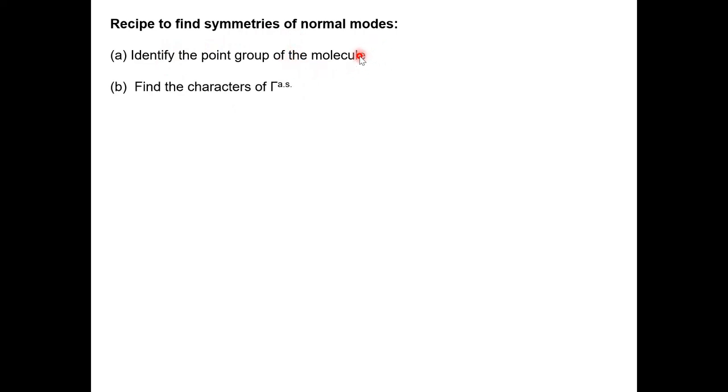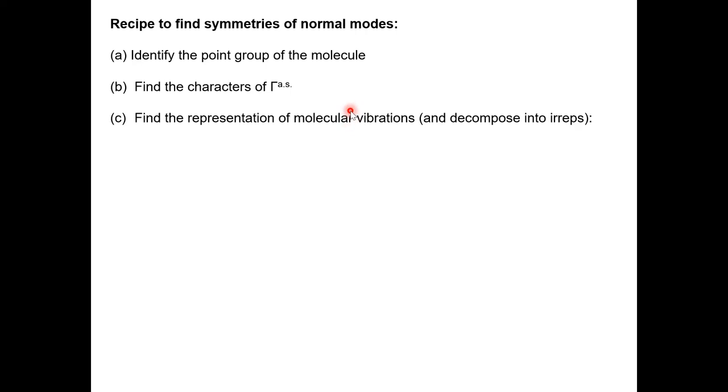Following in the footsteps that we have already discussed in previous chapters, this is then the recipe to analyze the symmetries of normal modes. The first step is to identify the point group of the molecule. The second step is to analyze the equivalence representation and find the characters of atom sites for that representation. Then I have to find the representation of molecular vibrations and decompose that into irreducible representations of the group. The way to do that, again, is very similar to what we did in the previous chapter.